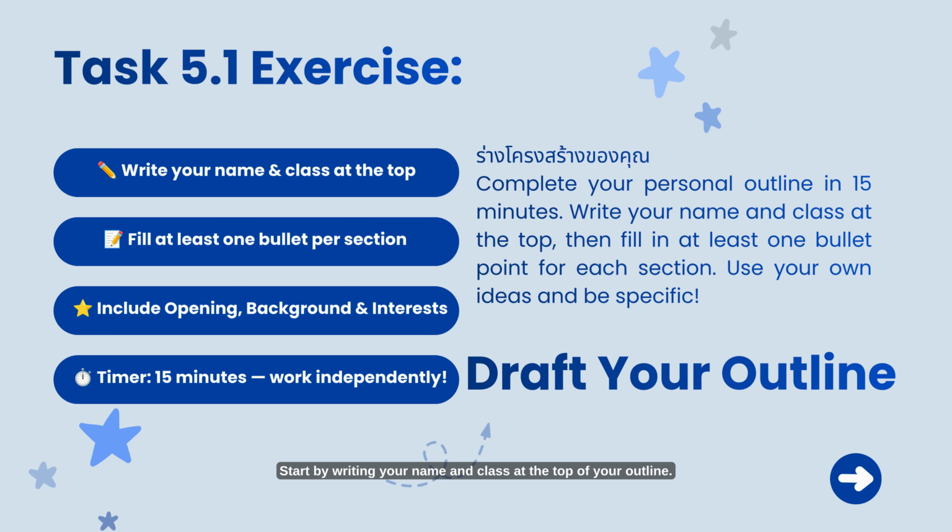Start by writing your name and class at the top of your outline. This will help keep your work organized. Next, you'll want to fill in at least one bullet point for each section of the outline: opening, background, and interests. Remember, the goal is to use your own ideas and be as specific as you can. Think about what makes you unique and let that shine through in your outline. Don't forget to include your opening, background, and interests. You have 15 minutes, so work independently and use this time wisely.